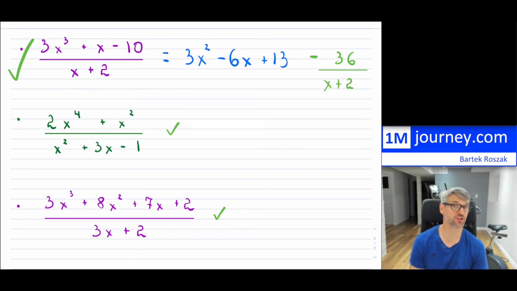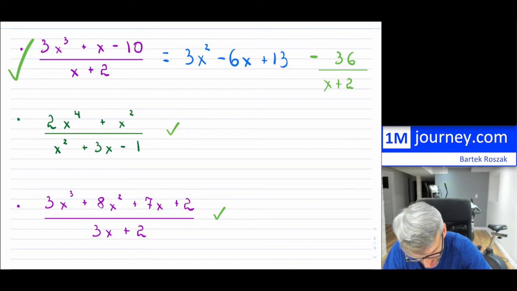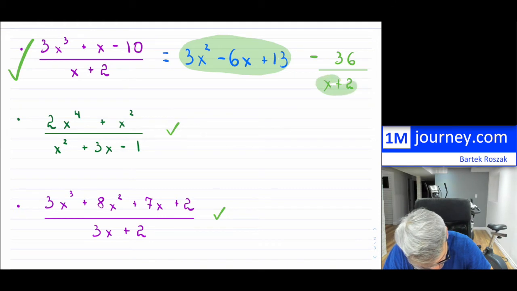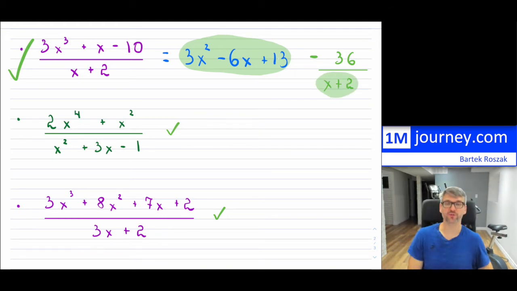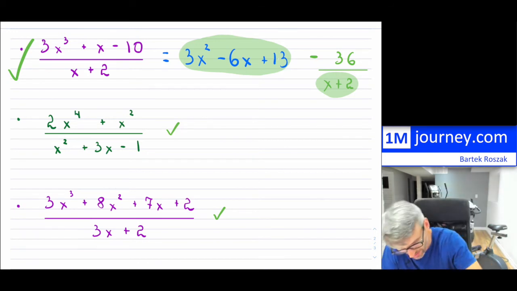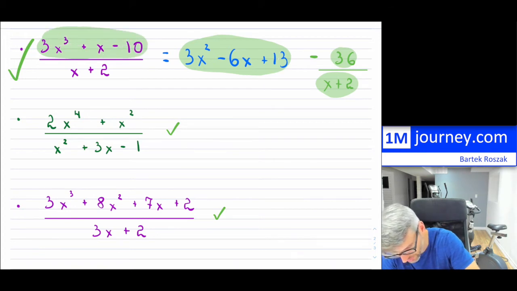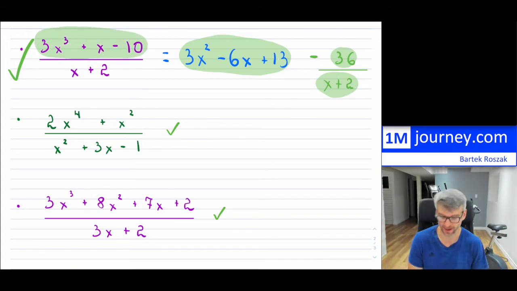Now, if you want to check for yourself if that's correct, you can always bring it back. Since this was your result, you can multiply it by this to put it under the same denominator. If you expand that and then add this minus 36, you will notice that this is exactly what you get back in there.